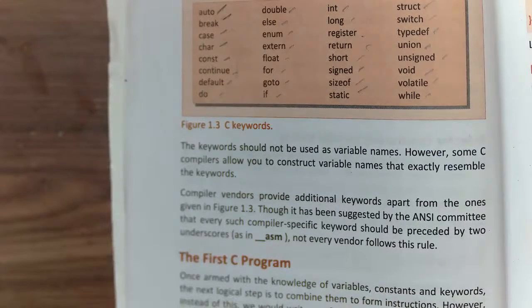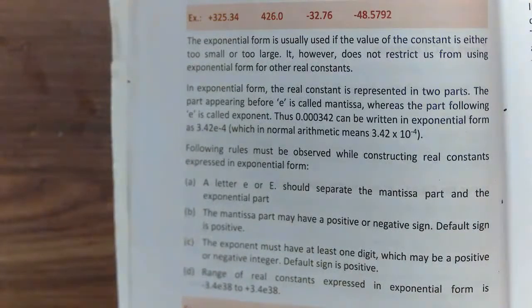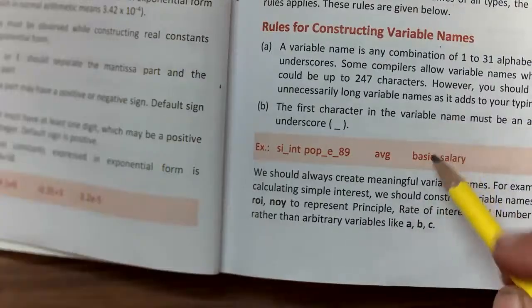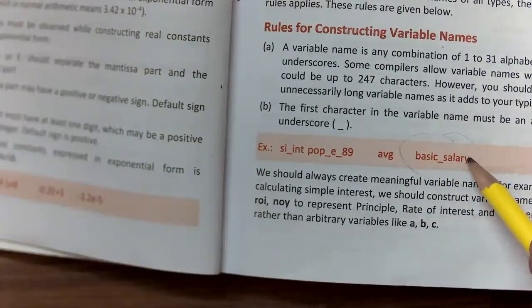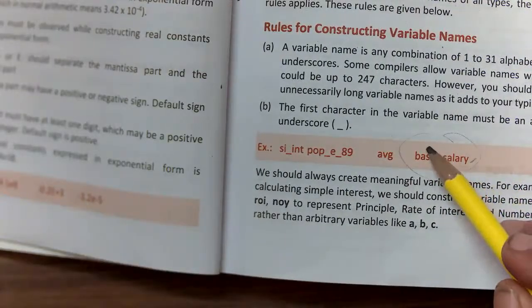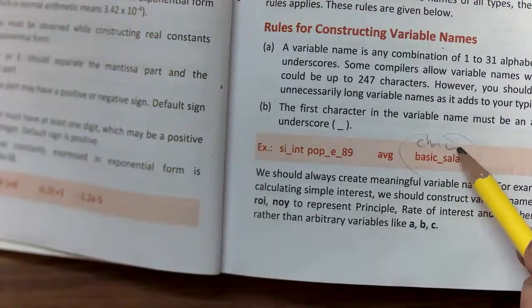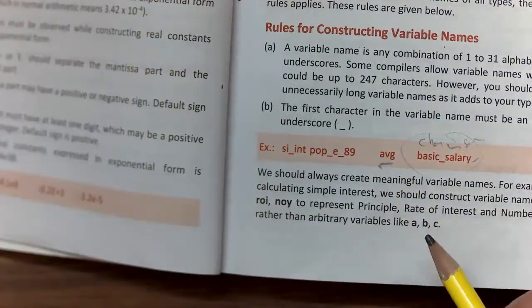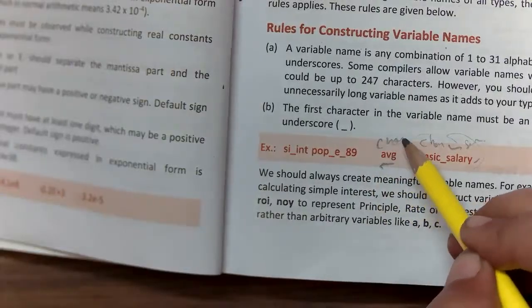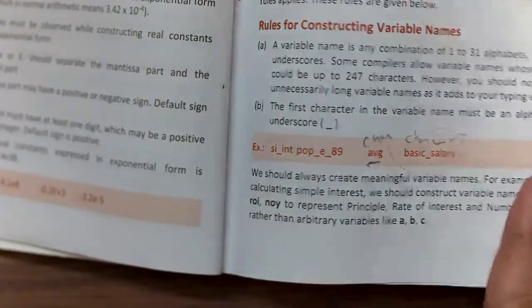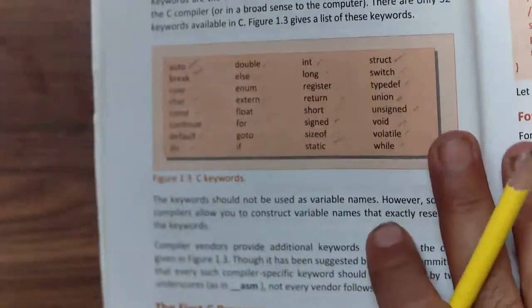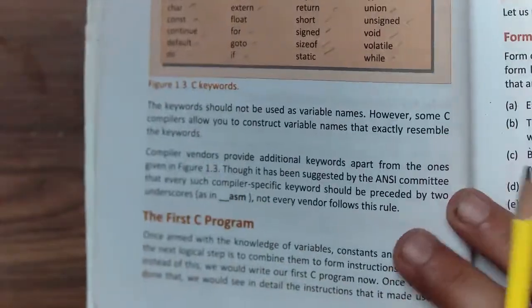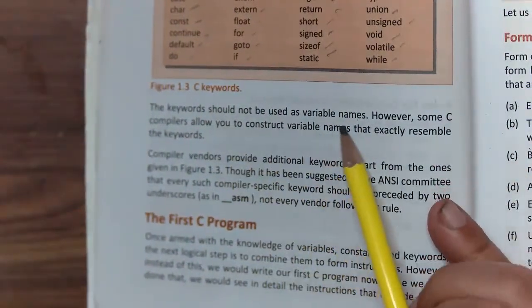However, if you are going to name some variable, okay, like this thing, you're not doing it like car underscore salary. No, you're writing before it car basic salary. Okay. So the keyword should not be used as a variable name.